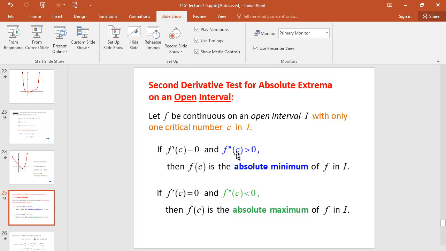But since we have only one critical point, it's got to be the absolute minimum value. f of c must be the absolute minimum value of f in the interval I. Similarly, if f prime of c is 0, but f double prime of c is negative, then f of c is the absolute maximum of f in the interval I.